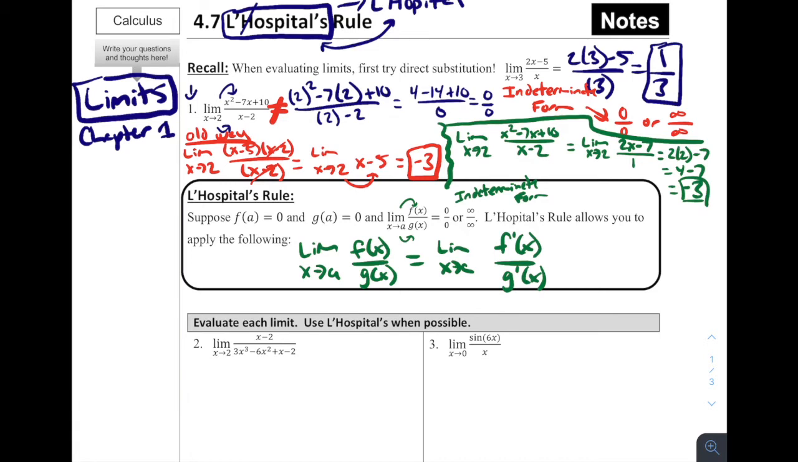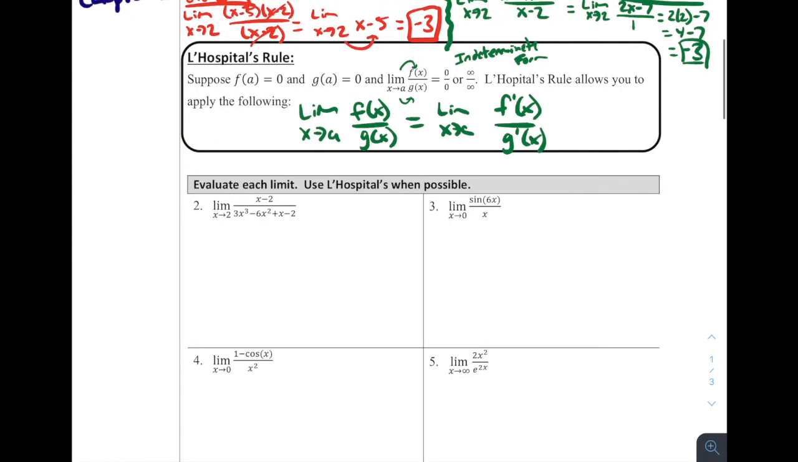I think probably problem number 5. We'll see that, and maybe problem number 4 as well. But that's just sort of a heads up. You can use L'Hopital's rule multiple times in a problem as long as you're getting indeterminate form each time you do that direct substitution. Nice. Let's see this for number 2.